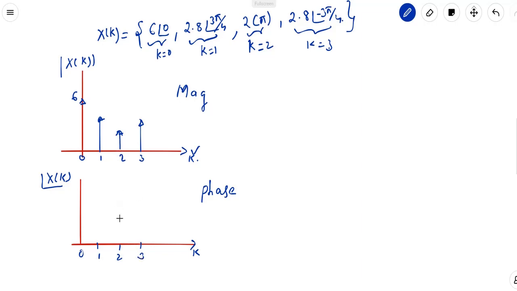If you want, you can put a line here and draw at the same line. When k is equal to 0, the angle is 0, so I represent it like this. When k is equal to 1, the angle is 135, which I represent as 3 pi by 4. When k is equal to 2, the angle is 180, which is more than 135, so it will be somewhere here. This is pi. When k is equal to 3, it is down here because it is negative, so this is minus 3 pi by 4.